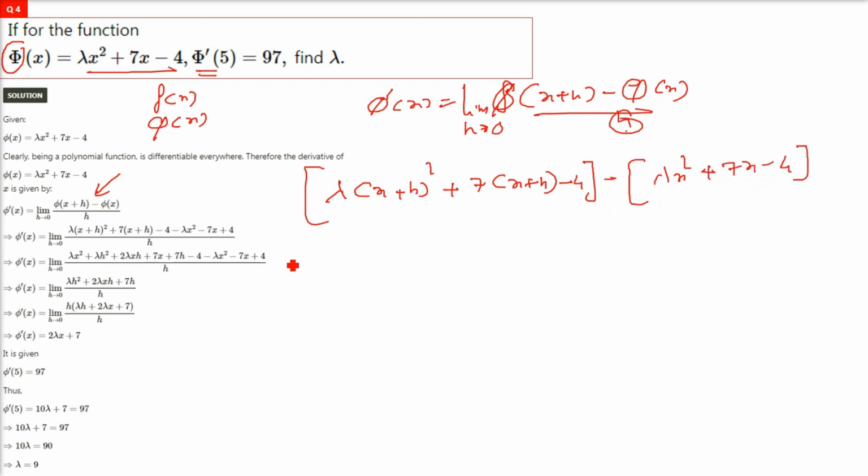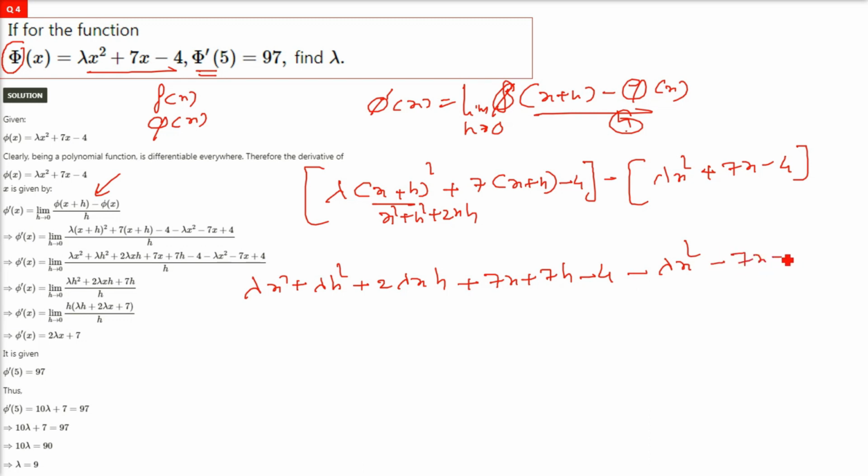Just open it. It will be x plus h whole square, a square plus b square plus 2ab. And this is lambda, so lambda x square plus lambda h square plus 2 lambda xh plus 7x plus 7h minus 4 minus lambda x square minus 7x plus 4. In the numerator, cancel these out, which are the same. Lambda h square plus 2 lambda xh plus 7h. Take the h common: lambda h plus 2 lambda x plus 7.